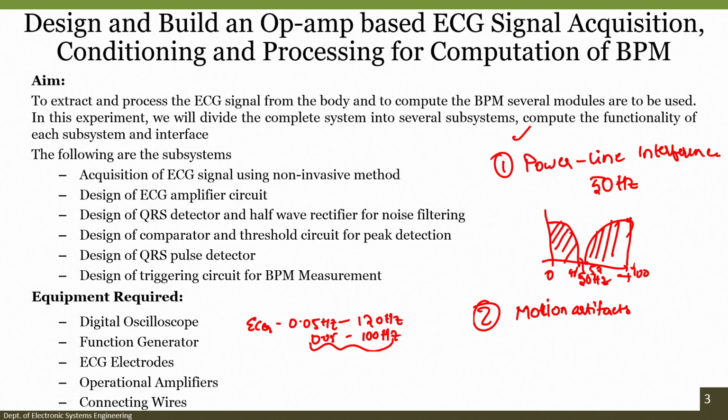If I use a high pass filter with a cutoff frequency of somewhere around 0.5 Hz, any frequencies lower than 0.5 Hz which are due to the motion artifacts can be completely filtered out, so that we can have a signal from 0.5 Hz to 100 Hz. But our major intention here is to find out the BPM.